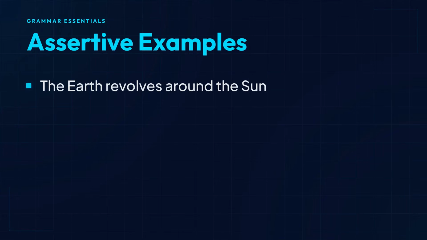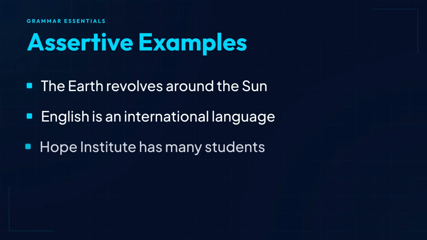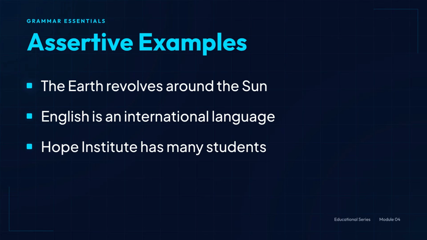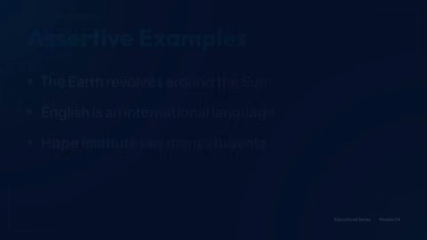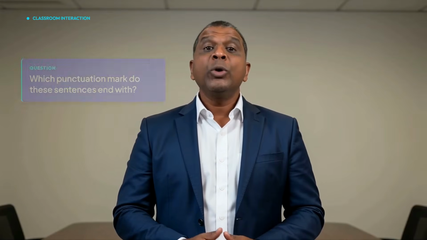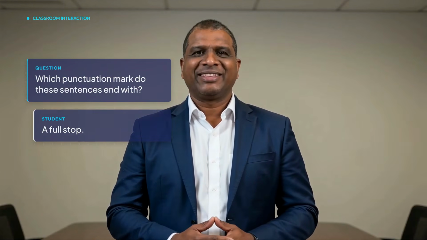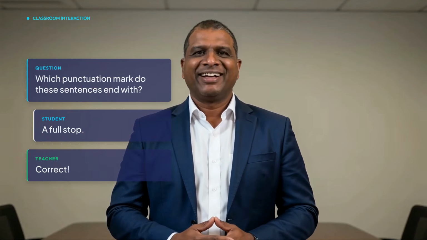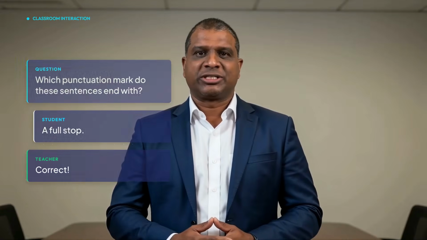ideas. Examples: the earth revolves around the sun. English is an international language. Hope Institute has many students. And birds build nests. Teacher asks, which punctuation mark do these sentences end with? Students say a full stop. Correct. Let's move to questions.